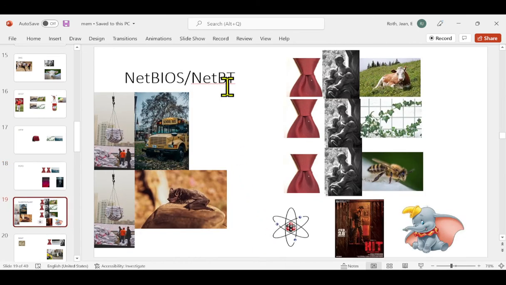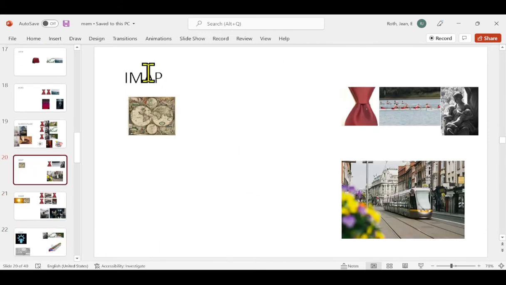Okay, NetBIOS and NetBT. So there's the net in a bus and the net in a bat. So NetBIOS and NetBT. Alright, so their port numbers are 137, 138, 139. T, M, hard C, be atomic. T, M, V, be hit movie. There's actually a movie called Hit Movie. And D, M, B, be Dumbo. And Dumbo is a hit movie. So that could help with remembering that.